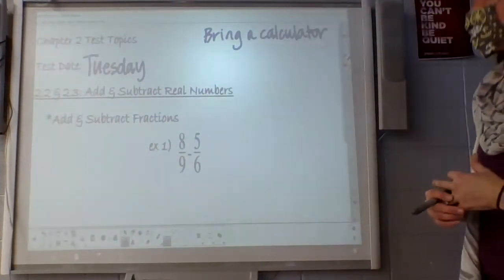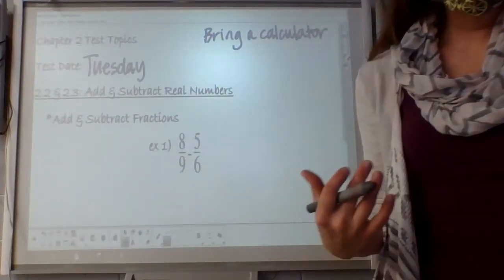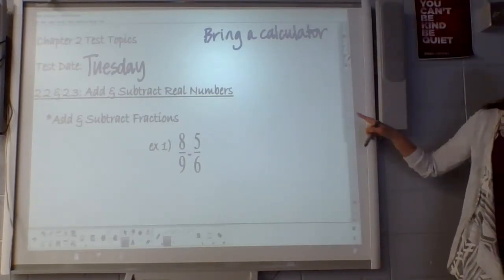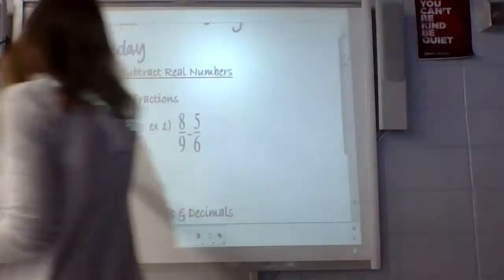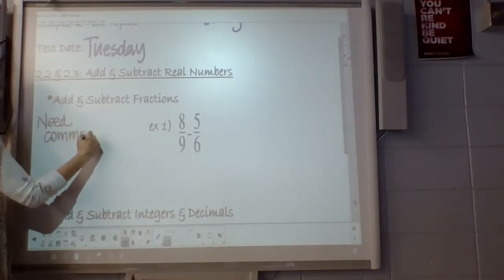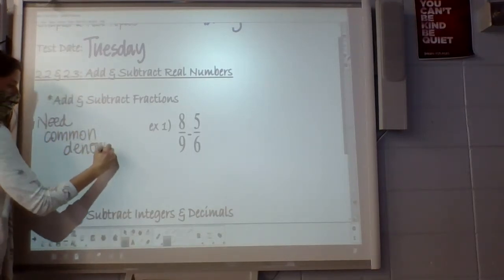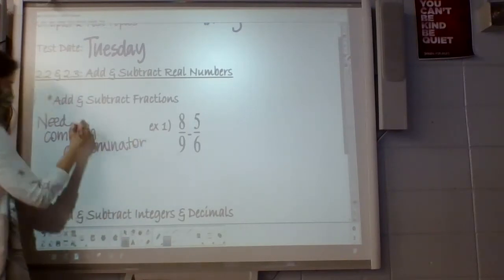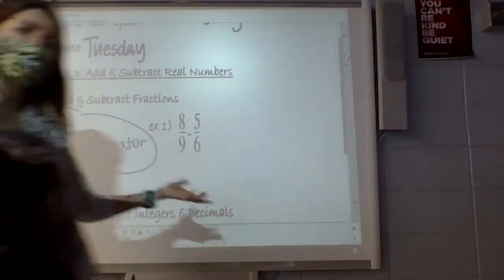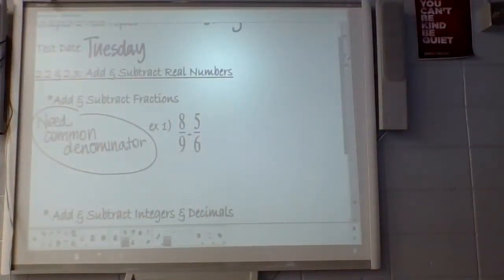So our test: adding and subtracting fractions. What's the big thing you have to remember with adding and subtracting fractions? What would you tell someone? Yep, common denominator. So you need that common denominator. That might be something to study, to go back and reread tonight and say, oh yeah, that's right. Adding and subtracting, I need a common denominator, where multiplying and dividing, I don't. That's huge to remember.